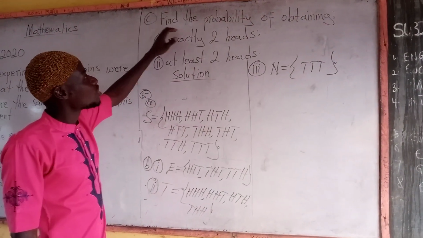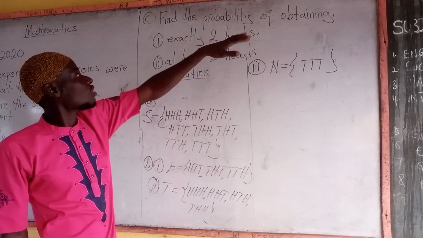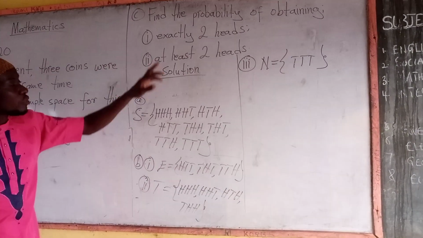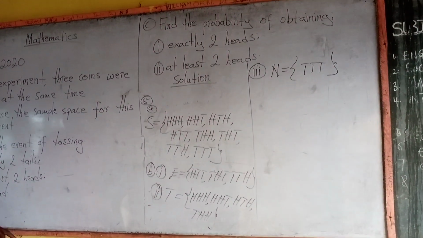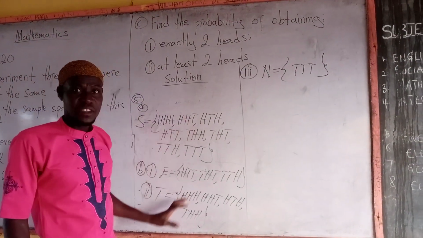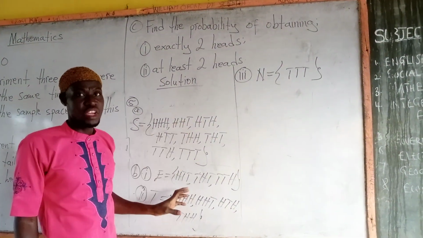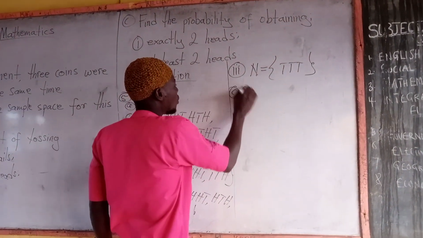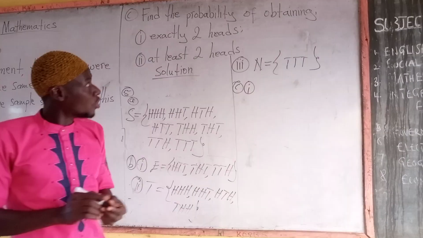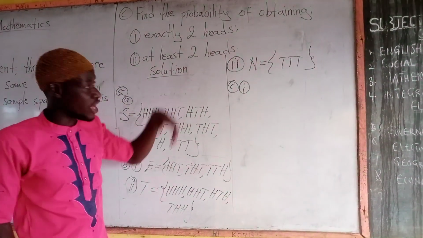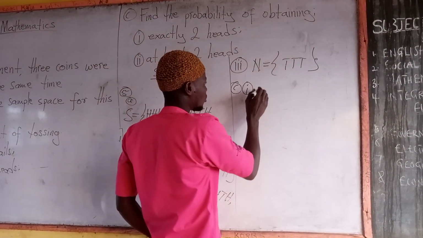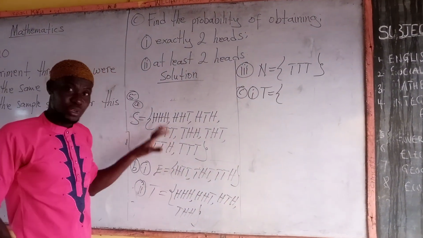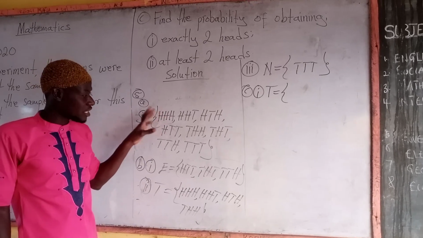For C, you continue, then they said find the probability of obtaining exactly 2 heads. Here, you don't have any event for tossing exactly 2 heads, so we look out for that. So C, Roman numeral 1. We first of all look out for the event for tossing exactly 2 heads. Let's look out for that from the sample space.